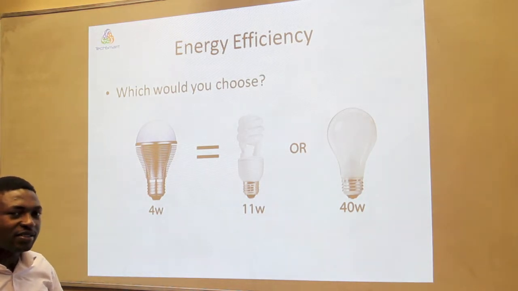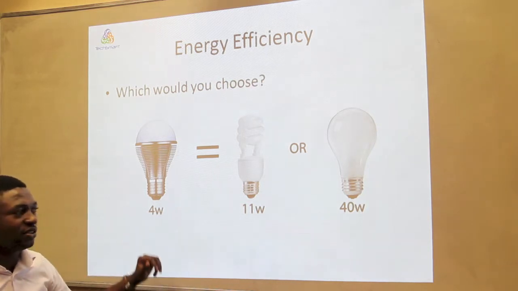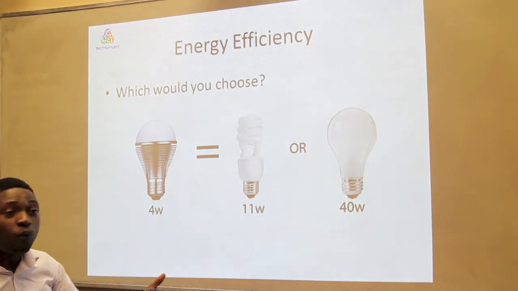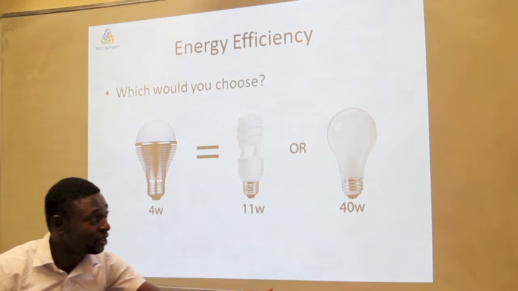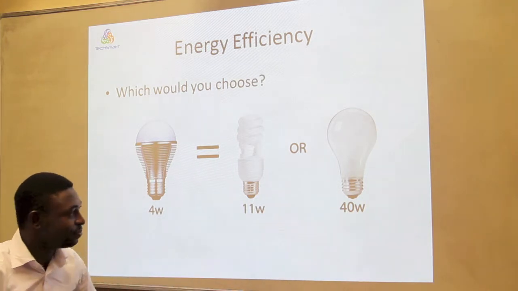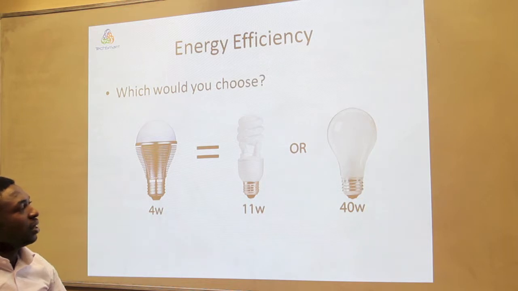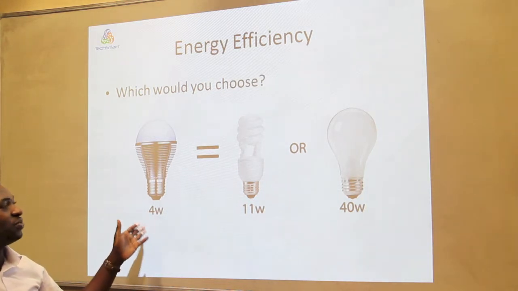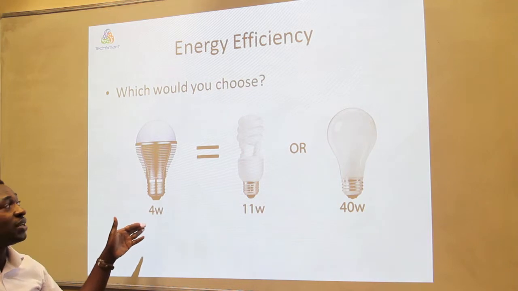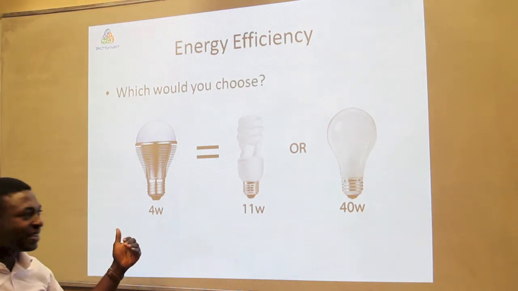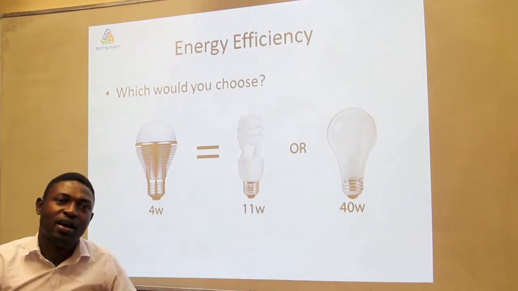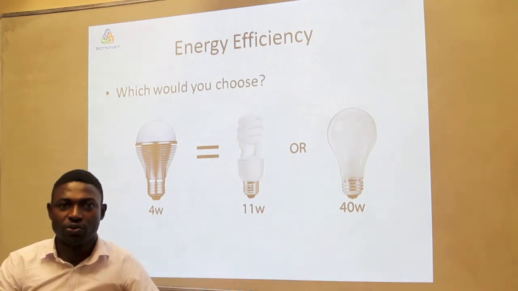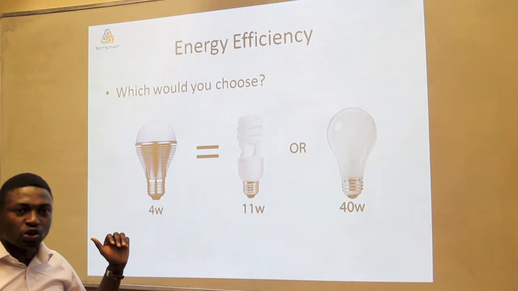Apart from the fact that you have to pay for each of this energy, for example, if 1 watt costs 1 kobo, you have to pay 4 kobo for this, 11 kobo for this, and 40 kobo for this. Coupled with the fact that this is more efficient, it's 25% efficient, you put in your money and you get almost what you put into it. Though it's 25%, it's still higher than getting just 10% of what you put into it. And so the smart choice would be to go for the LED lamps.